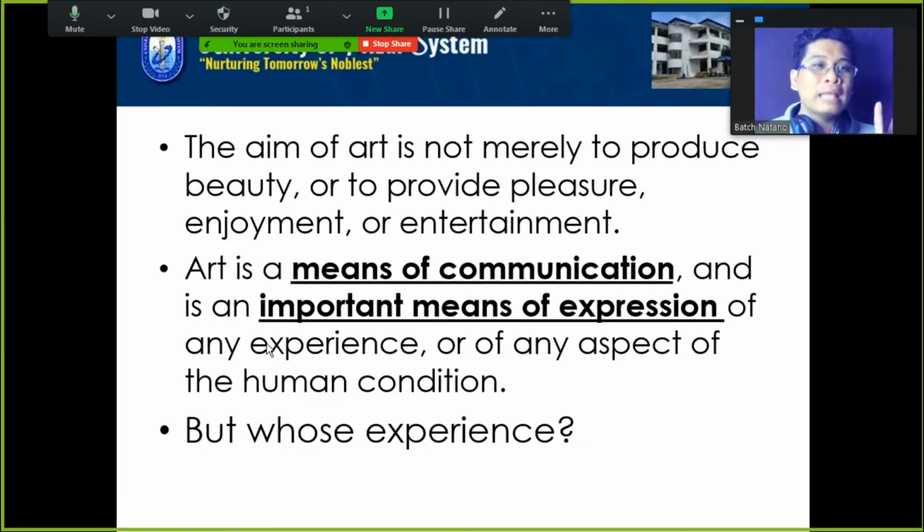It is for the individual alone. Para lang sa kanya yon. Para tong nagsulat ka lang ng isang tula, na deadma ka lang kung pangit o maganda, basta express ko lang yung sarili ko. Okay? Kaya kasi sabi niya, the important means of expression. That's what's important. Okay?